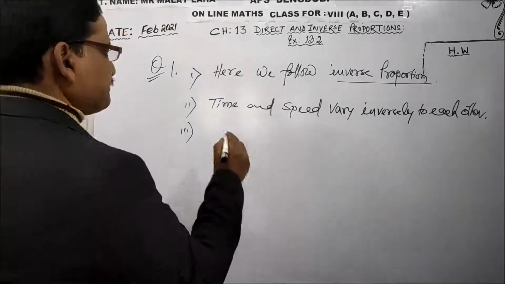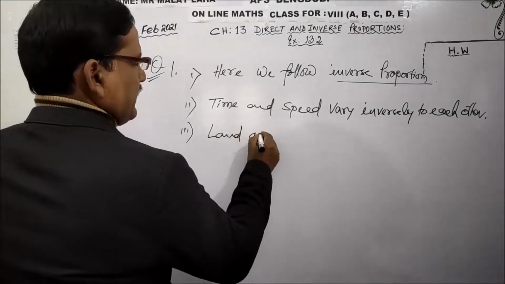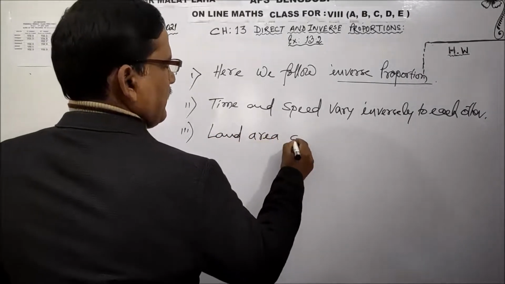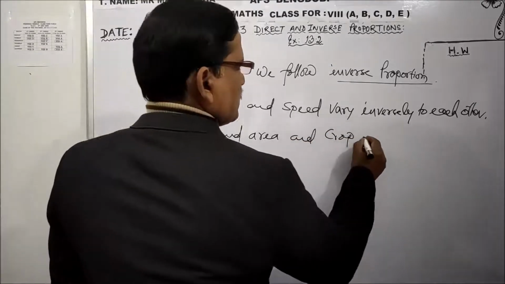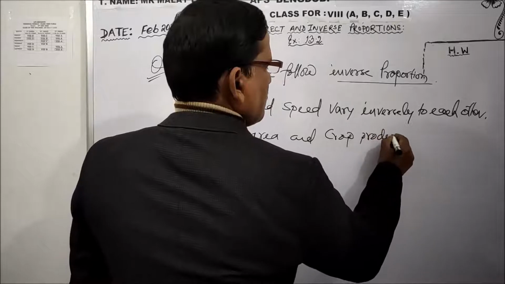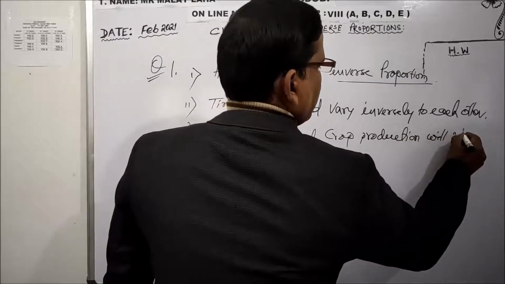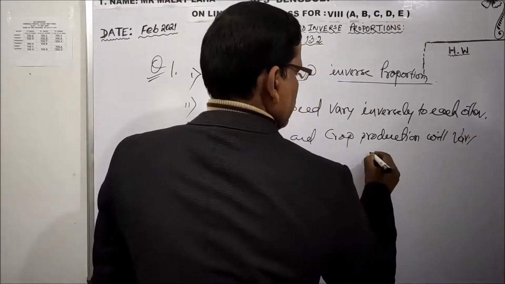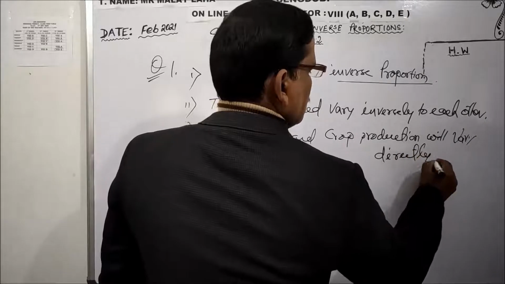So here land area and crop production will vary directly to each other.